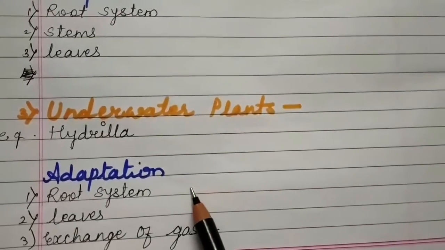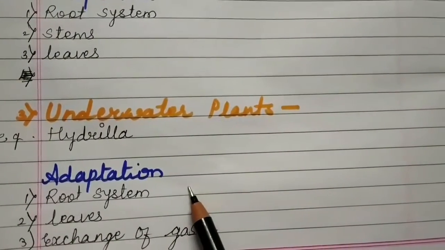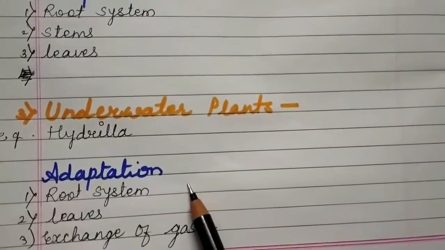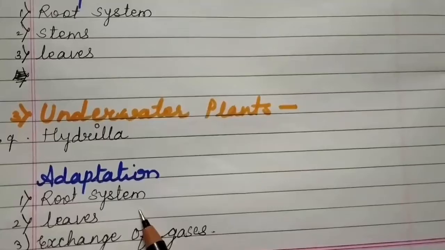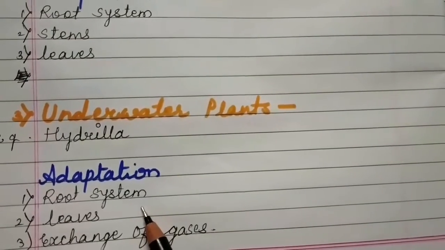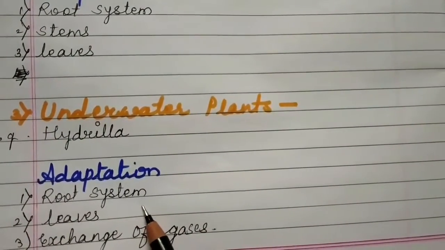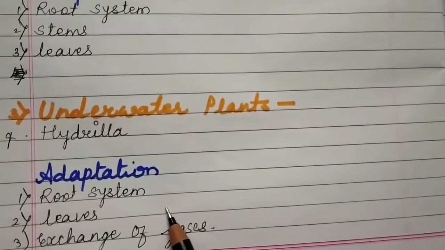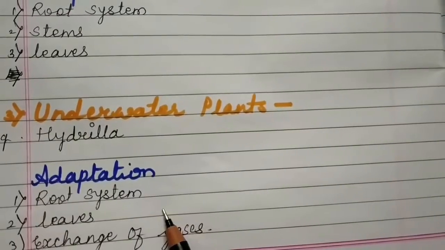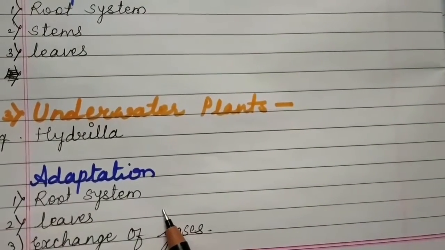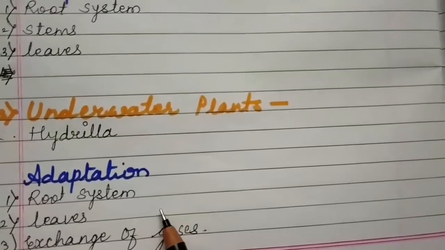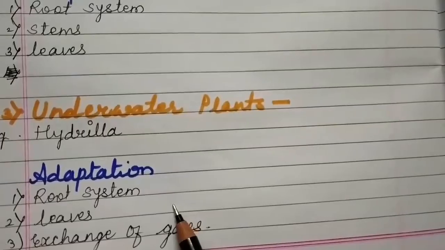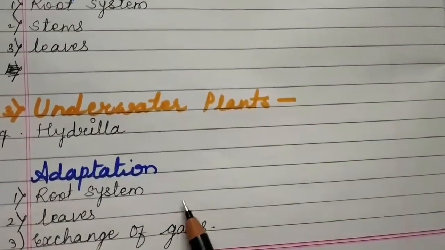So first is the root system. The roots of underwater plants fix them to the muddy soil at the bottom of the water body. Second is the leaves. So leaves of the underwater plants are thin and narrow, and the leaves do not have stomata. So the plants are adapted to breathe through their body surface, and because of this they can breathe through their body surface.